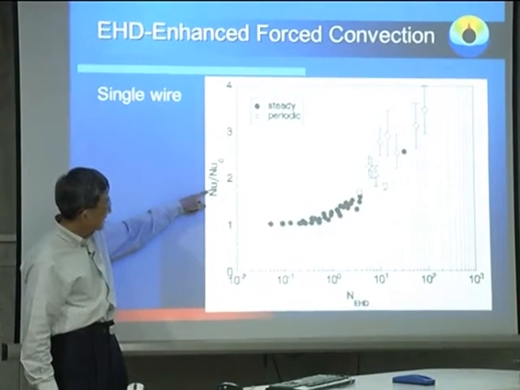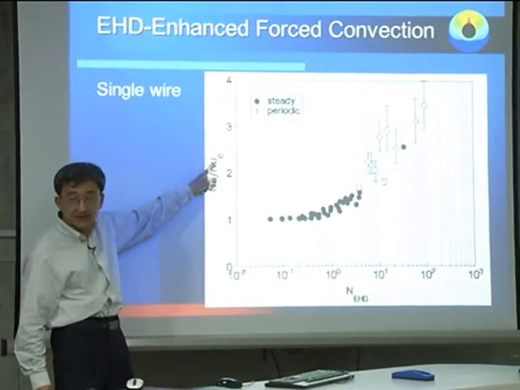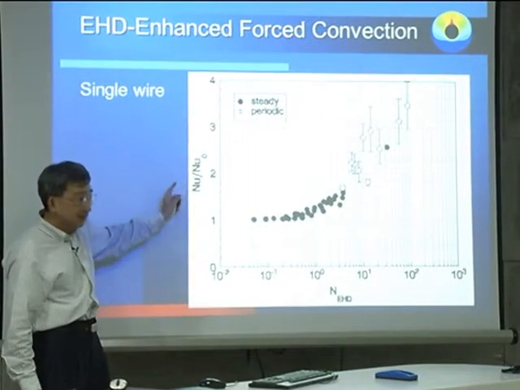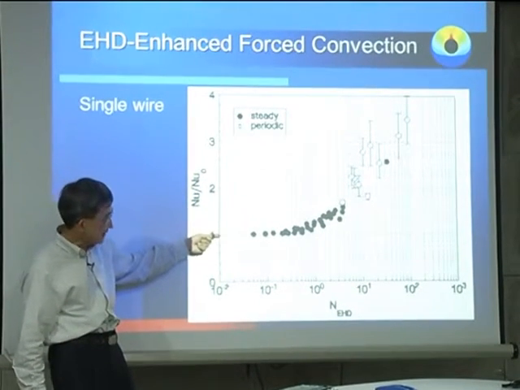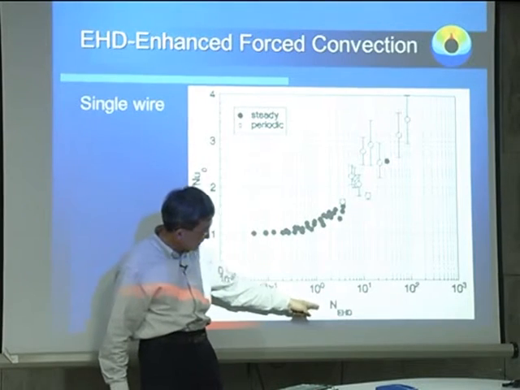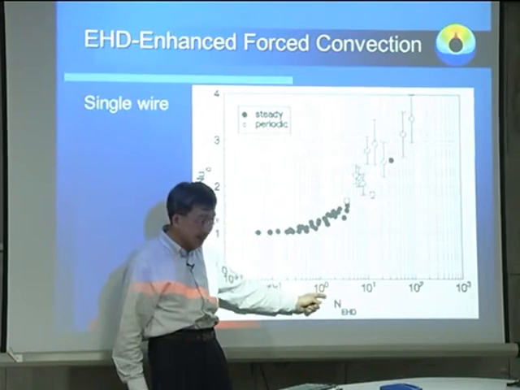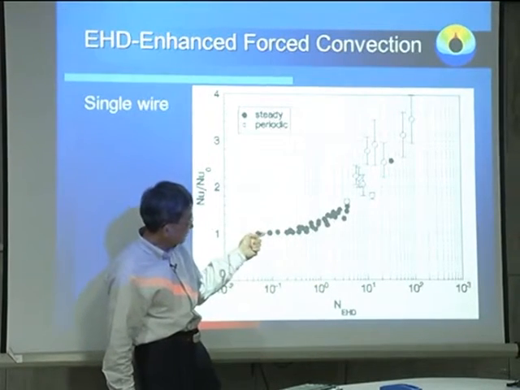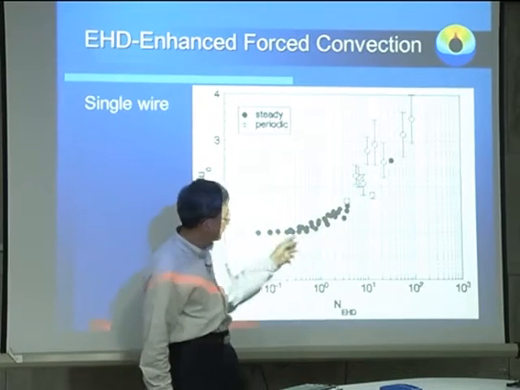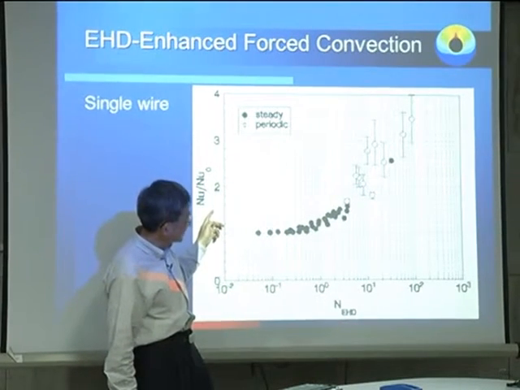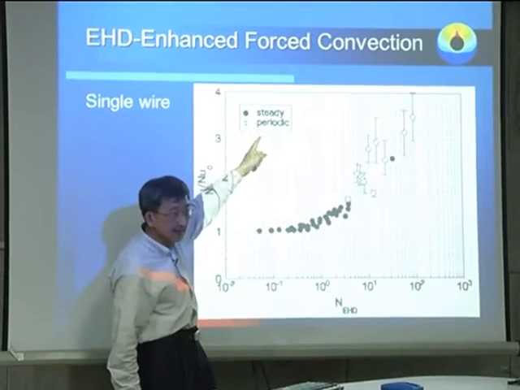So this is the Nusselt number with electrical field to the Nusselt number without electrical field. And so if there's no heat transfer enhancement, then this should be 1, right? And so now if we increase the EH number, remember EH number is the electrical force over the inertial force. So you can see with the increase of electrical field, you can see the increase of heat transfer enhancement, right? And the solid symbol is for the steady state.